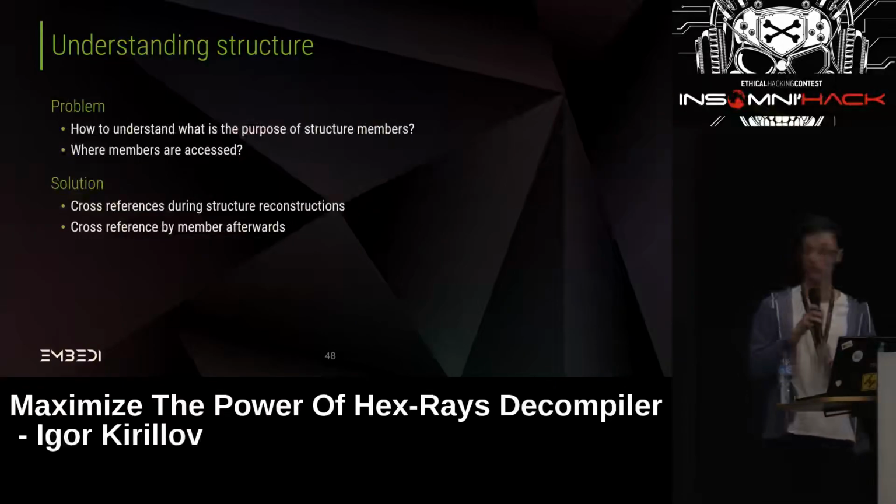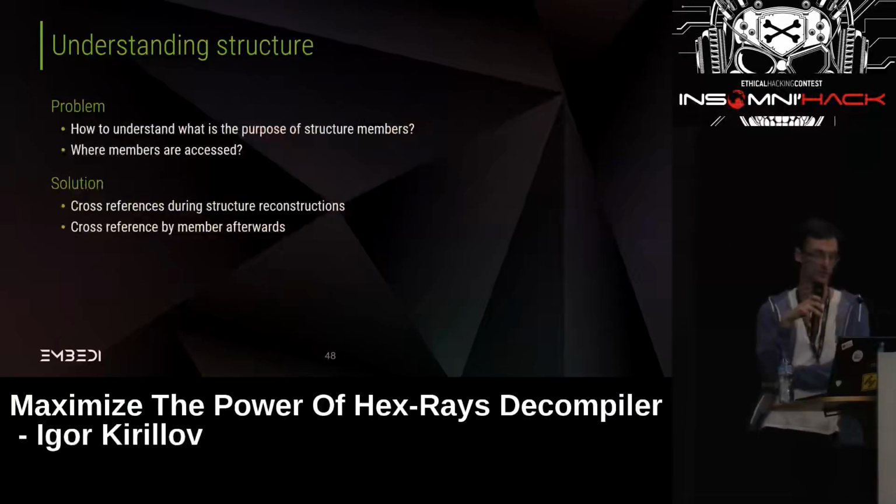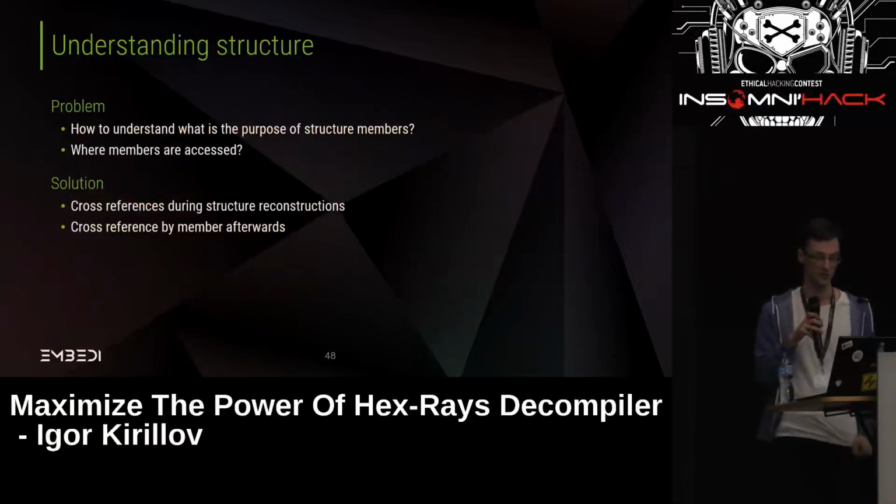So, okay, now we've learned how to create structures, but you may ask, what is the point of having all those members with the default names? Of course, it's more helpful than just random pointers dereferenced with random offsets in our code. We can at least distinguish one structure from another. But how to understand the purpose of structure members? It is kind of the main challenge of reverse engineering. And in order to solve this, we need to know how members are accessed, where and how they're used, and for that, cross-references will be of great help.